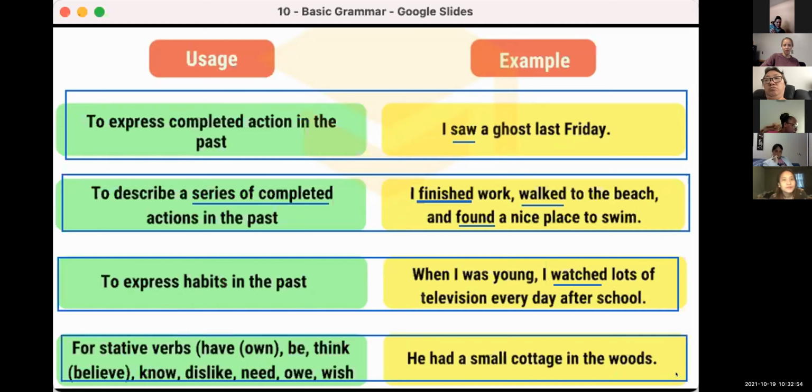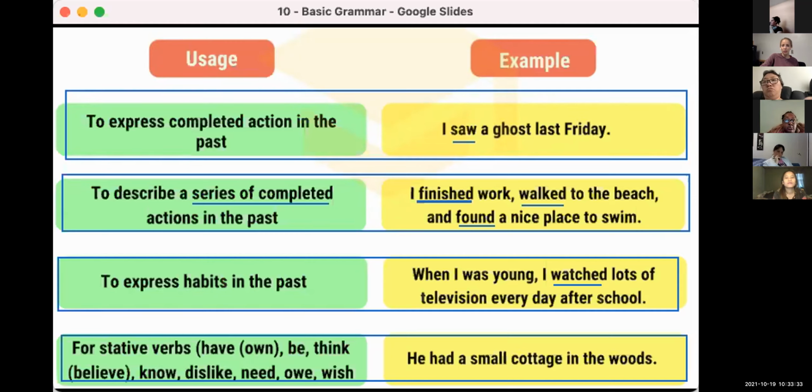And I'll read this one here for us. For stative verbs, remember those are those non-action verbs: have or own, be, think, know, like, dislike, need, and wish. We will use the simple past tense. He had a small cottage in the woods. We use the simple past with these verbs, but not the progressive with these verbs. And we'll talk more about that after our break.